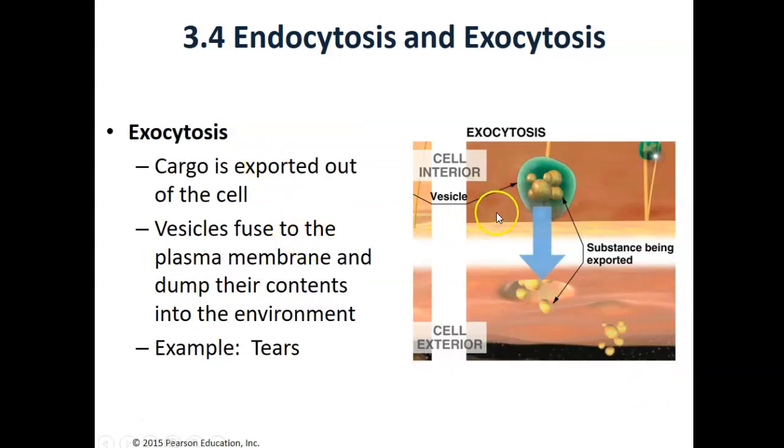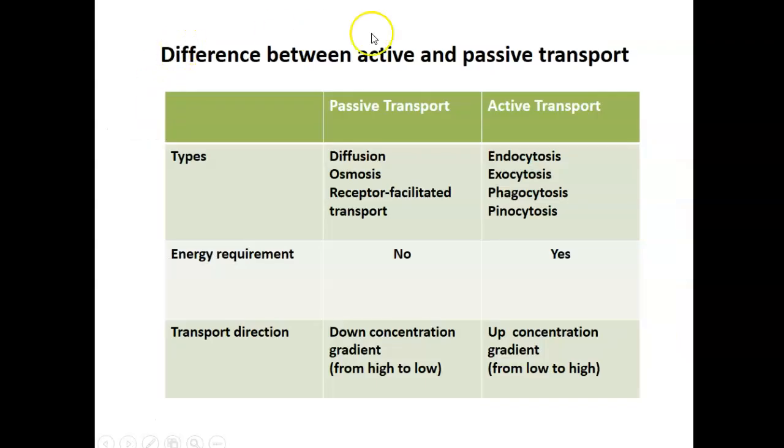Exocytosis is to dump the useless materials to the outside of the cell. So this process is also against the concentration gradients. For example, the tears. This is a summarized table to help you study the differences between active and passive transport.